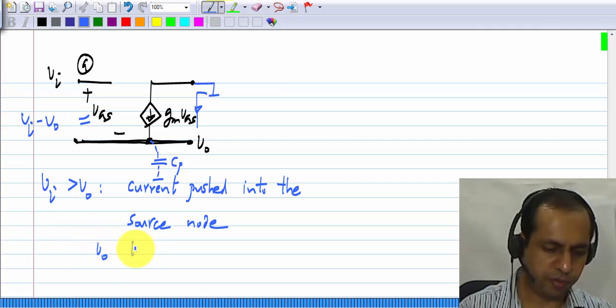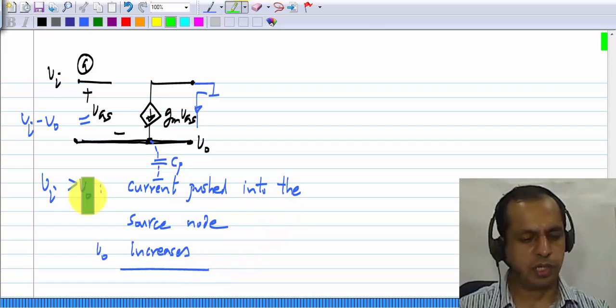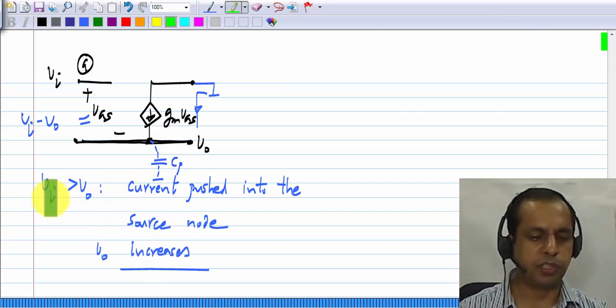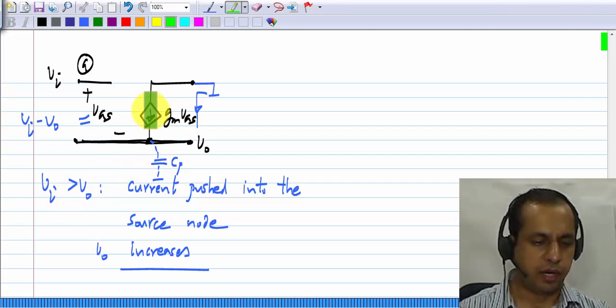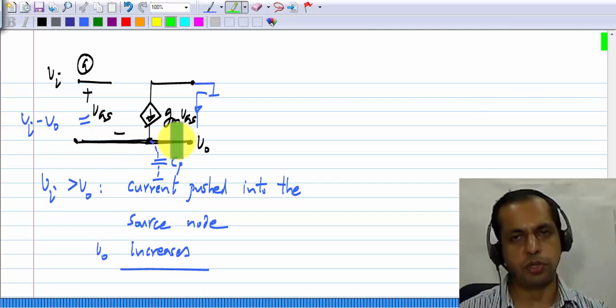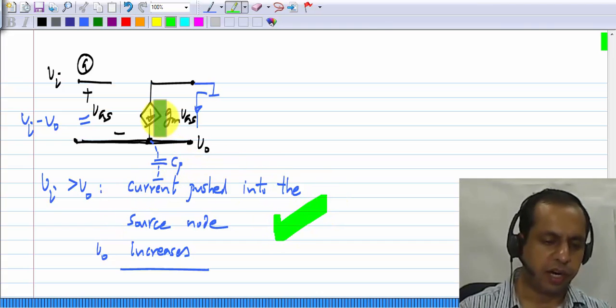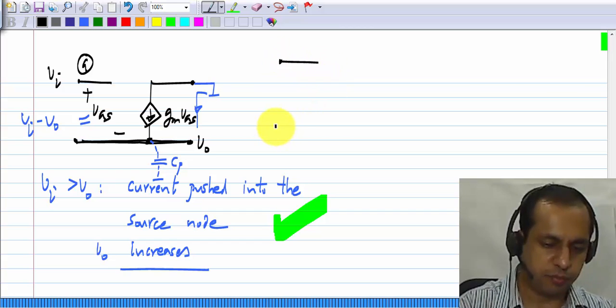And this is exactly what you want, because in this case V0 is smaller than what is required, so it will be increased. And exactly the opposite will happen if Vi is less than V0, then V0 is too high, and this current will be pointing upwards, right? It will be pulling current out of this node, and that will pull current out of the capacitor, and the output voltage will reduce.